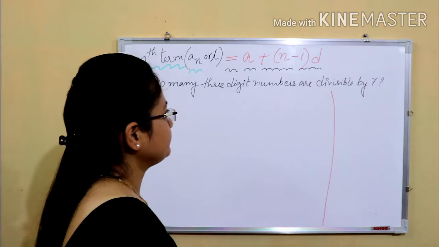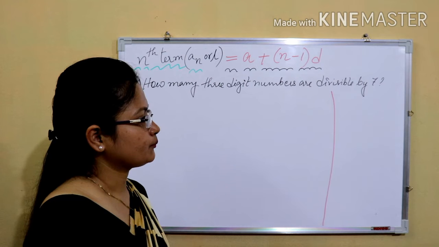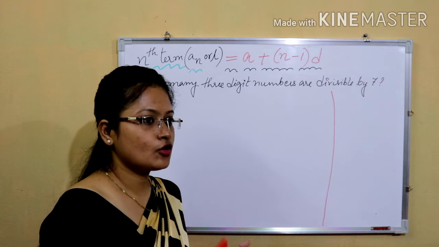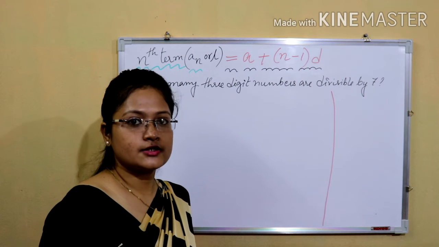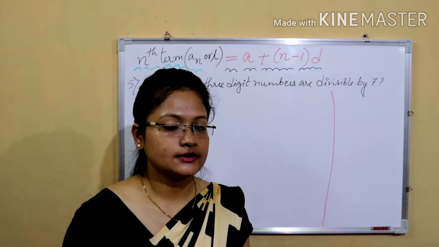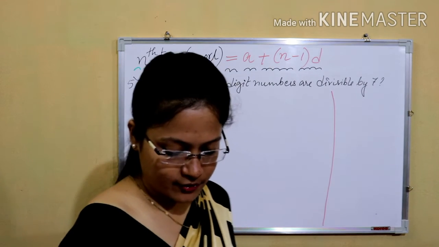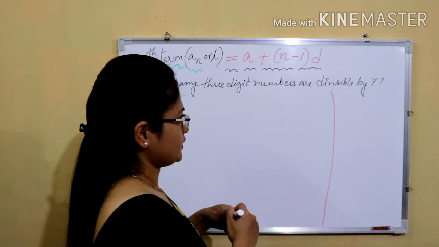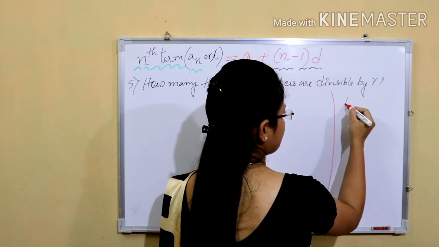Our next question: how many 3-digit numbers are divisible by 7? The smallest 3-digit number is 100, and the largest 3-digit number is 999. Is the smallest 3-digit number divisible by 7 or not? How will we find out? Let us see.